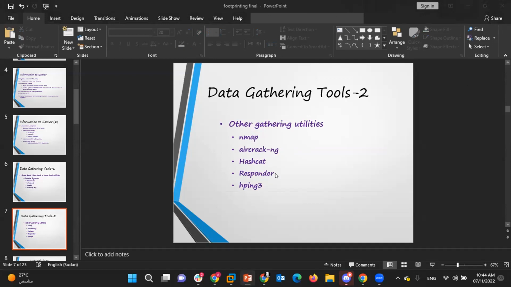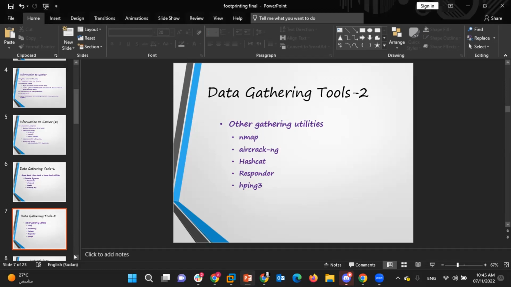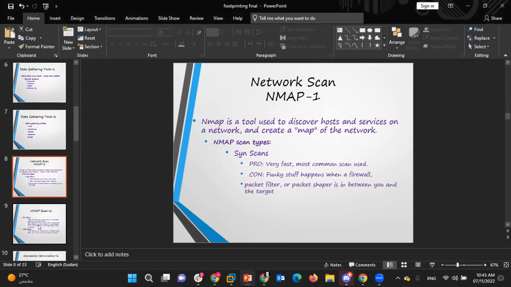Also Responder, it's based on or looks like Python, by scripting. And HPing is different from ping. We can collect more information than this. It can be analyzed with ICMP for ping. Sorry. Okay, network scan, Nmap.